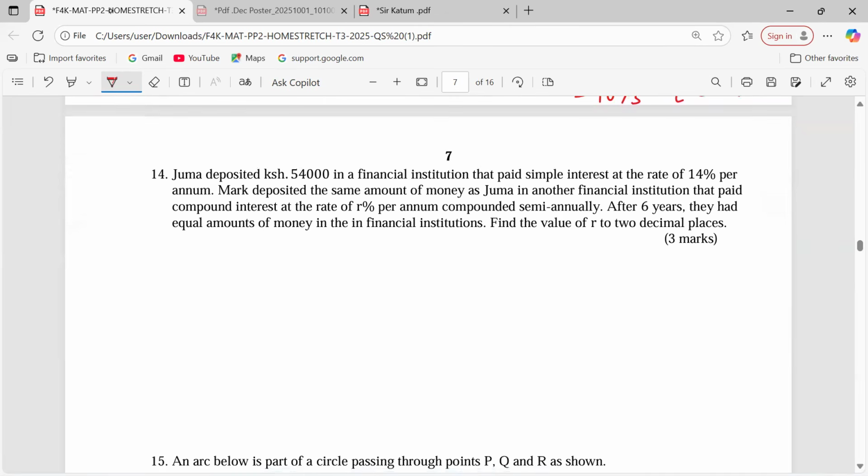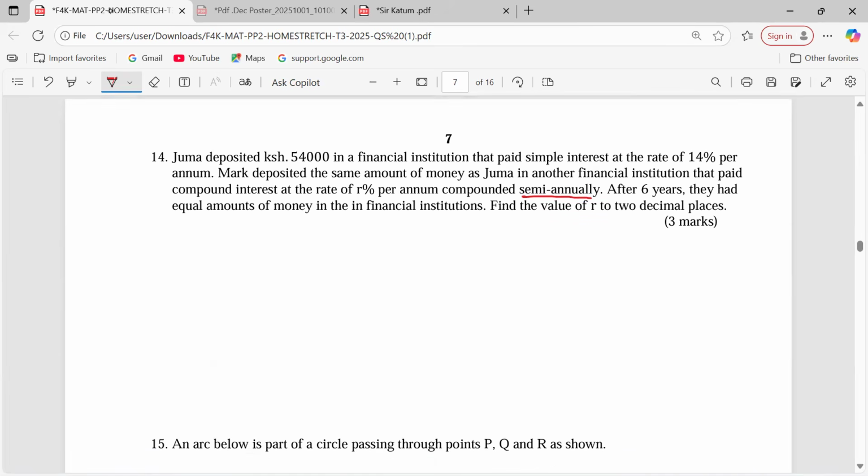Number 14. Juma deposited 54,000 Kenya shillings in a financial institution that paid simple interest at the rate of 14% per annum. Mark deposited the same amount of money as Juma in another financial institution that paid compound interest at the rate of R% per annum, compounded semi-annually. Look at that. Compounded semi-annually. After 6 years, they had equal amounts of money in the financial institutions. Find the value of R to 2 decimal places.